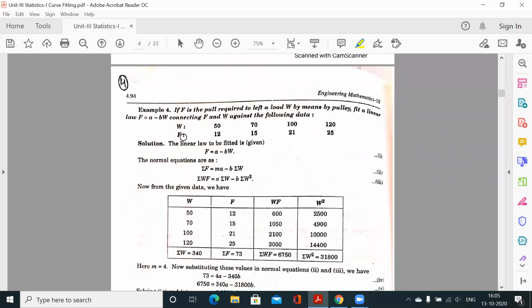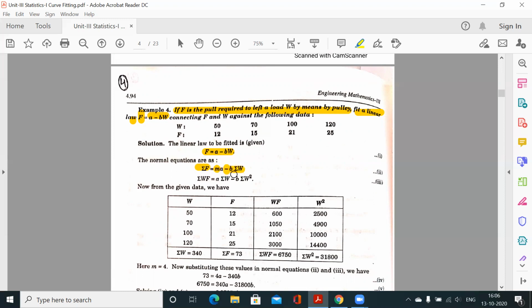Again, if F is the pull required to lift a load W by means of a pulley, fit a linear law, F is equal to A minus BW. So F is the dependent variable, W is the independent variable. This is almost similar to a straight line, because in a straight line we need to fit A plus BX. Here, in place of plus we have negative, so there is no problem, because this is our question. So how do we find the normal equations in the case of a straight line? First we apply summation. So summation F is equal to nA, and because here we have minus, we will use minus.